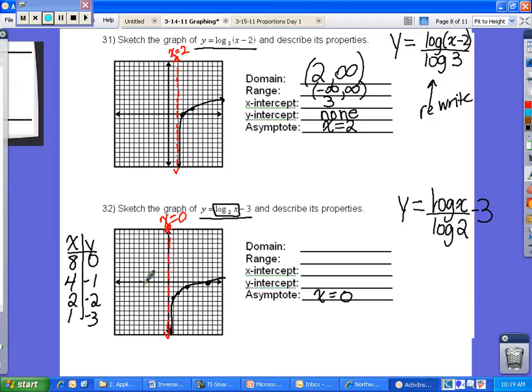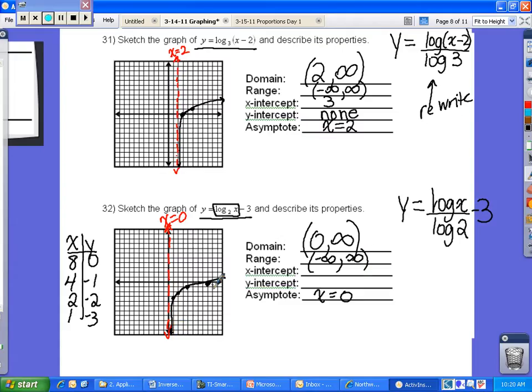Domain. Again, looking from left to right. If I move my pencil across, notice it's not until I get to the asymptote. So my domain starts at 0, and then this graph is going to continue to the right. My range, I look up and down. This is going to continue down to negative infinity, and it's going to keep going up slowly, not as quickly as it goes down, but it's going to keep going up to positive infinity.